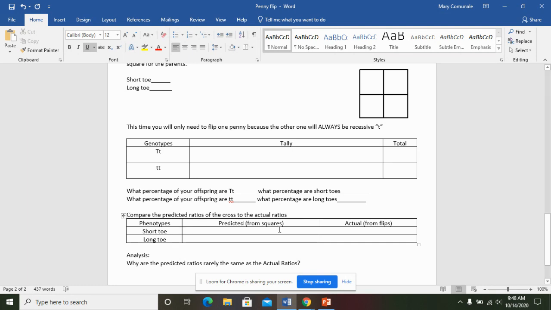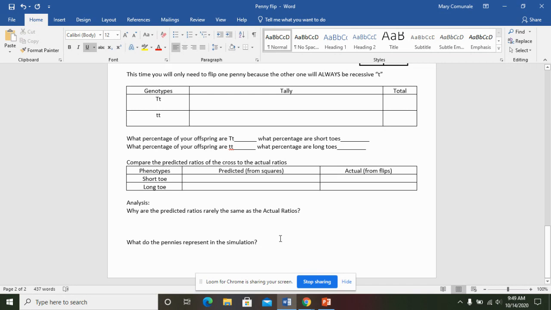Compare the predicted ratios to the cross from the actual ratios. So again, you're looking up here. What was the prediction? What percentage would you have gotten with a short toe versus a long toe? And then from your flips, was it close? Was it not close? And you'll answer these two analysis questions.